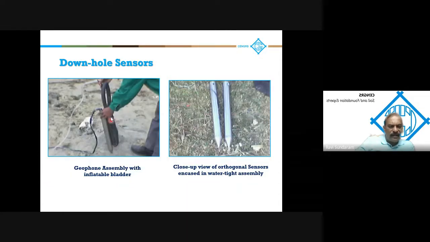So the geophone has an inflatable bladder at the side, so that you can fix the geophone tightly at the required depth. And this is the close-up view of the orthogonal sensors.